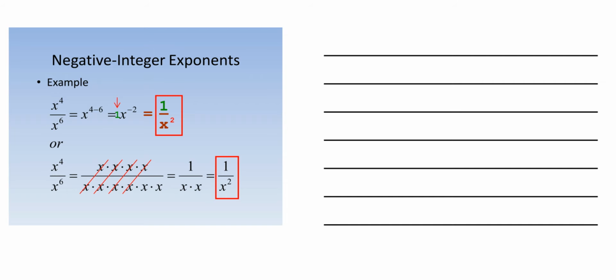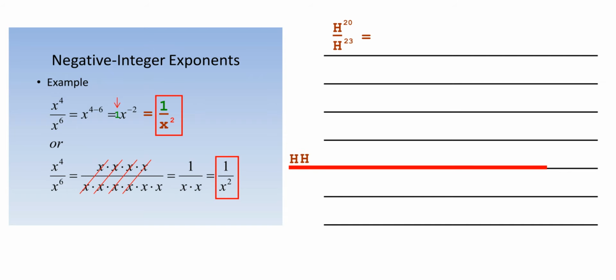Okay, let's try this again. Let's say we have h to the 20th divided by h to the 23rd. Let's try to simplify this. Well, let's go to the lengthy form of simplifying.